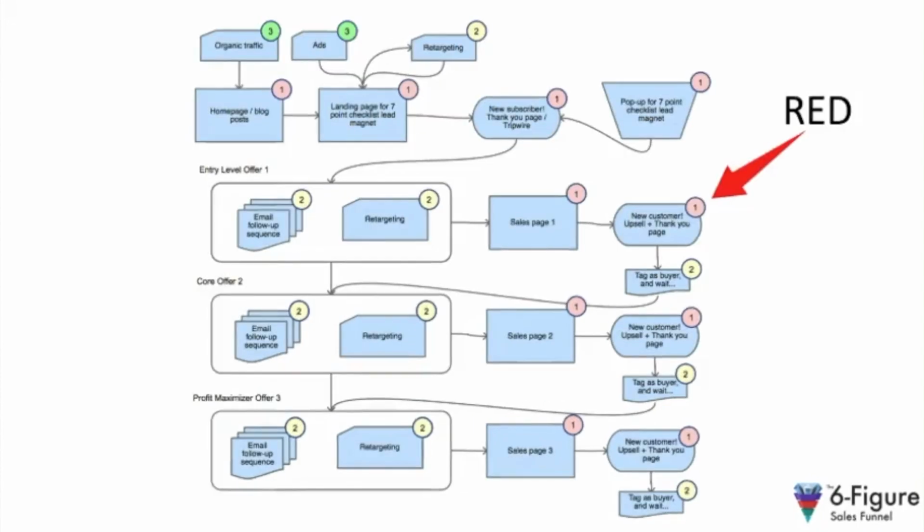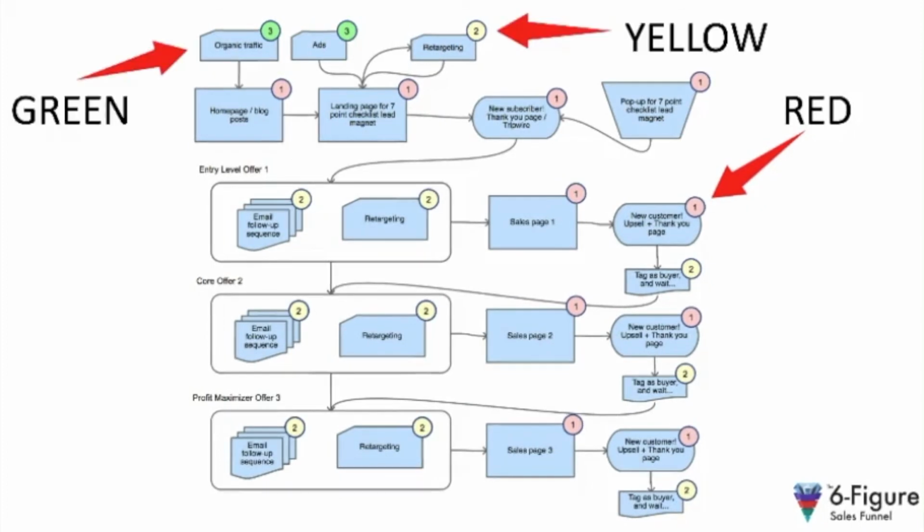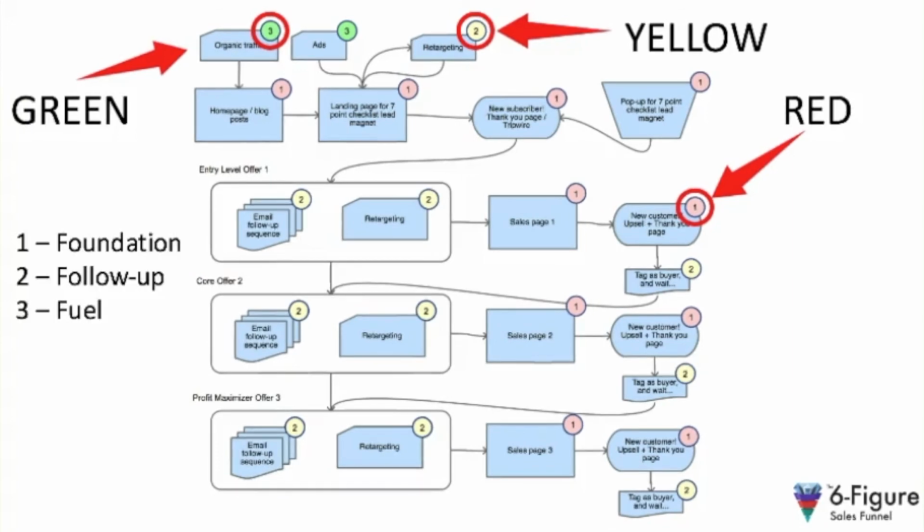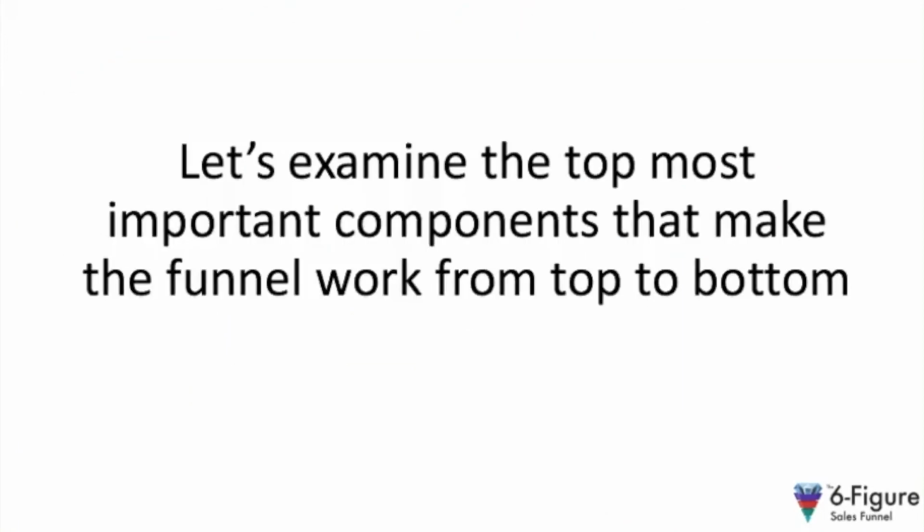First, notice how each element is tagged with a red, yellow, and green circle with 1, 2, or 3 inside the circle. This represents the 3 F's funnel framework, also from video 1, meaning foundation, follow-up, and fuel. Let's examine the top most important components that make the funnel work from top to bottom. There's a total of 5.